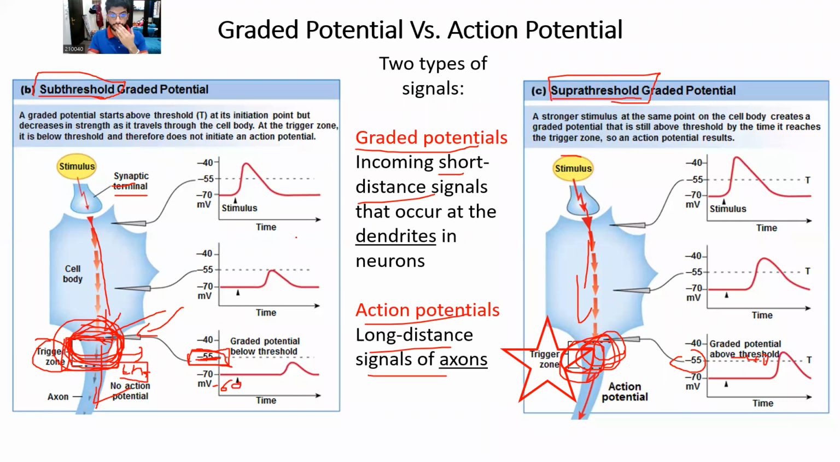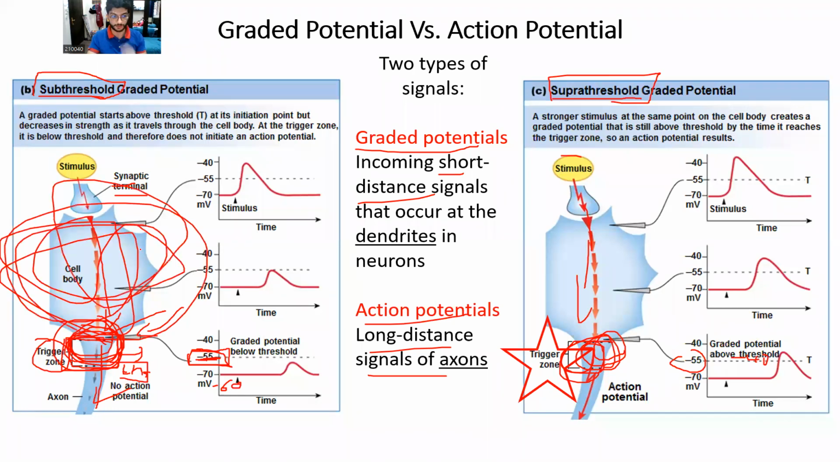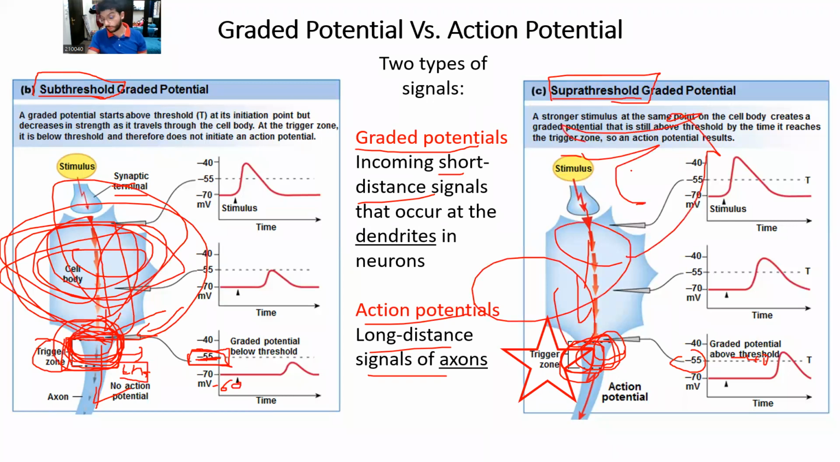Now, I want to discuss why it is called the trigger zone. Well, the trigger zone is called the trigger zone because it has voltage gated channels. There are no voltage gated channels at any place in here. There's no voltage gated channel, none at all. Not in the cell body, not in the dendrites, none. If there were voltage gated channels, the current, the graded potential, would be an action potential at that point because it would trigger the release of everything.